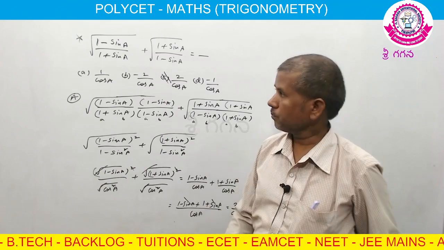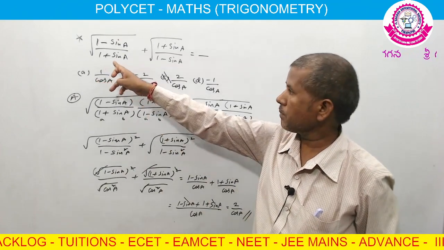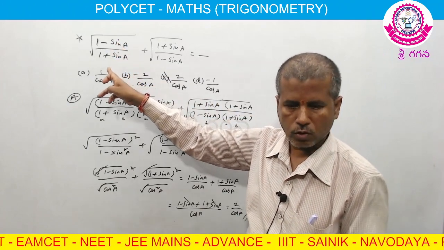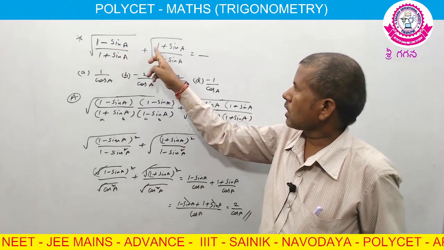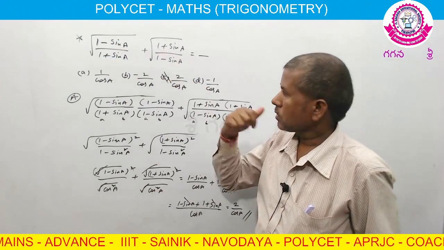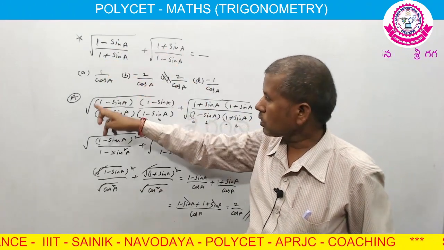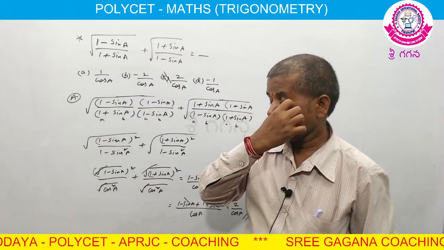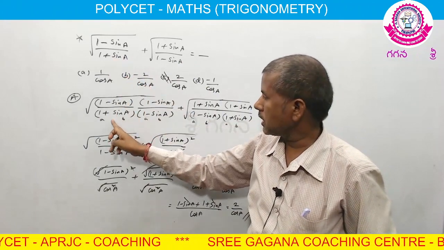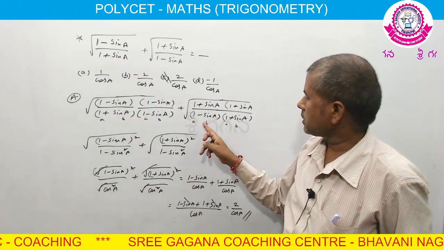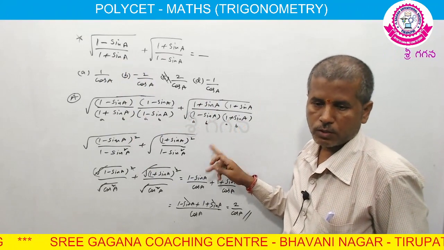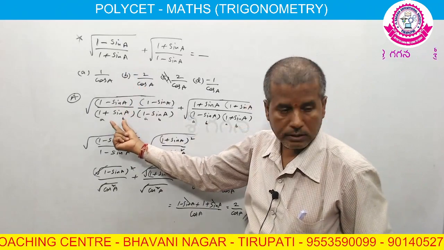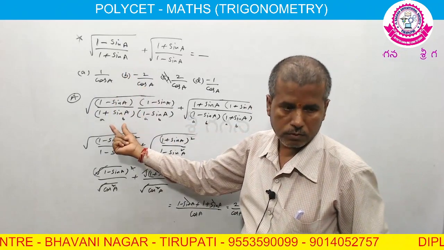First, observe the problem. Root of (1 minus sin a)/(1 plus cos a), or (1 minus cos a)/(1 plus cos a), any one, no problem. Root terms are there, root of (1 plus sin a)/(1 minus sin a). So in this model, rationalization is the best method. Rationalization means plus will be changed to minus, and minus changed to plus, with multiplication and division. That is one type of rationalization, generally done for denominator terms only.